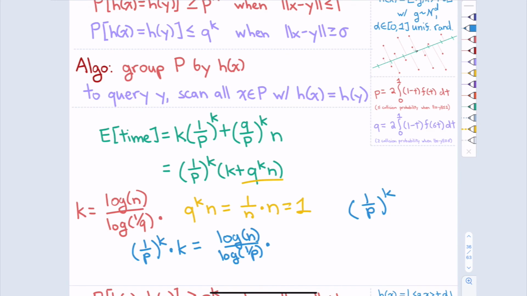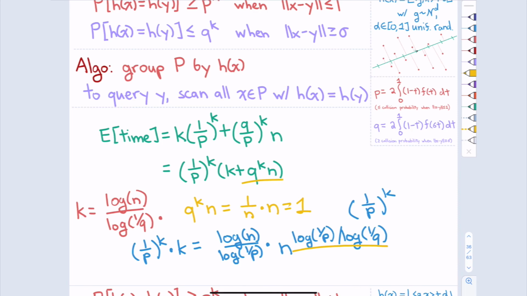So what we want to do is write e to the log 1 over p, and then also plug in the new value for k, log n divided by log 1 over q, something like this. What I'm going to do is bring that n down. We get log 1 over p over log 1 over q. This is the most important term.